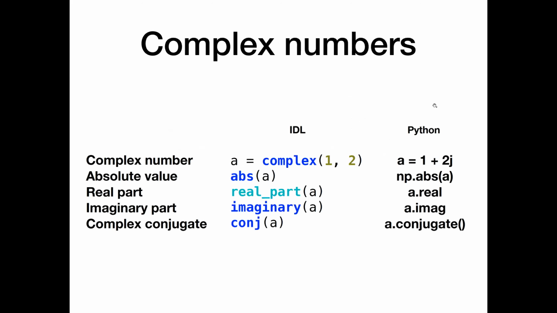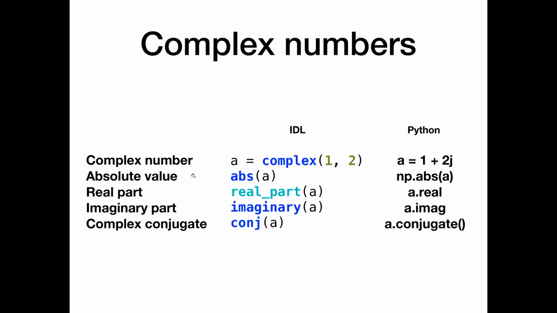And of course, Python also supports complex numbers. In IDL, it's a, and you give it complex 1 and 2. So that's the real part first and the imaginary part second. In Python, it's just a equals, and you do it just like you would in your math class. It's 1 plus 2j.